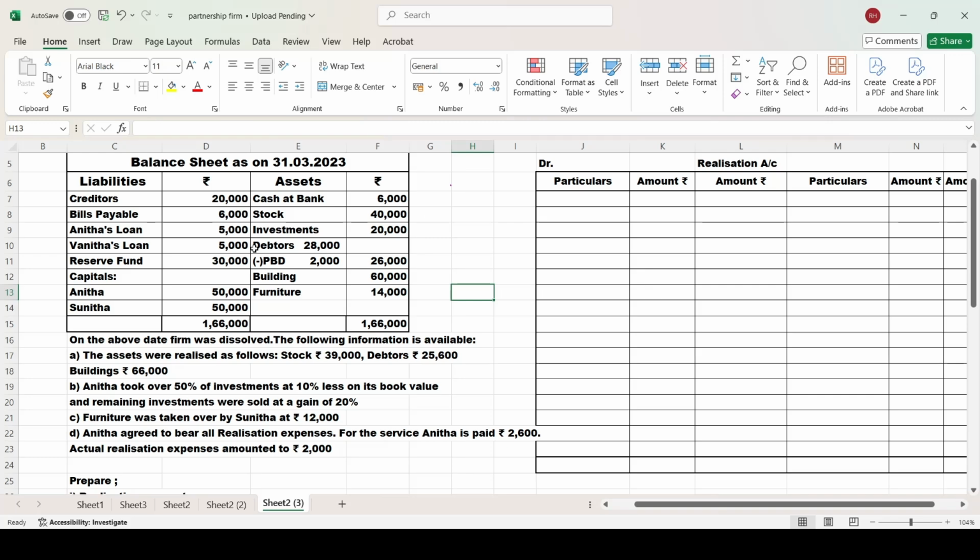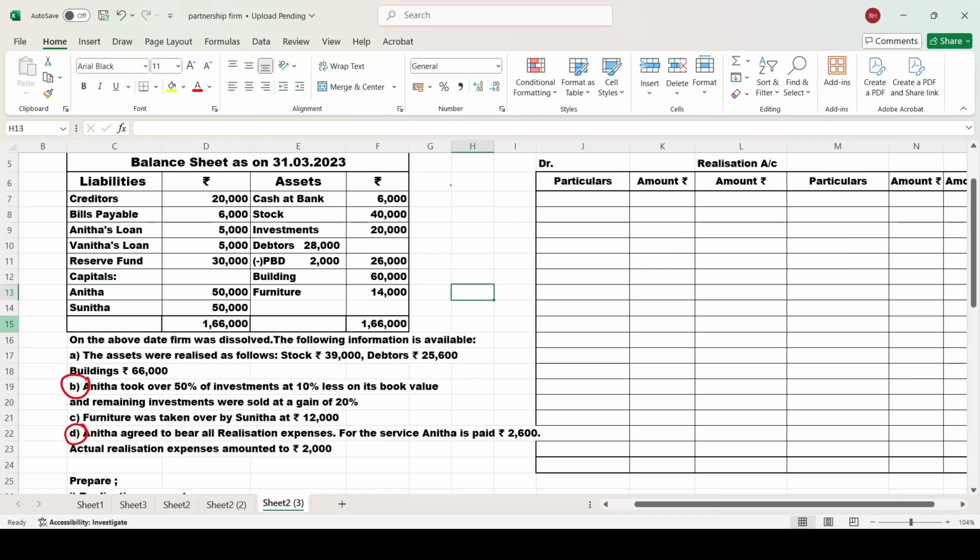A little bit complicated adjustment, which one? Anita took over the investment, the second adjustment, as well as the last adjustment, Anita agreed to bear the realization expenses. In the previous video, we discussed the procedure to follow if the realization expenses are paid by the partner. The same thing I have included in this problem also. So we'll go through this problem and solve it.